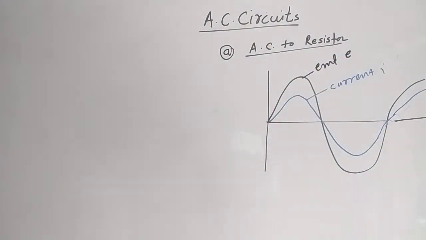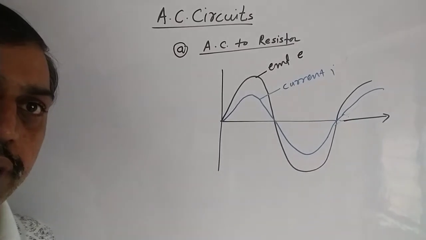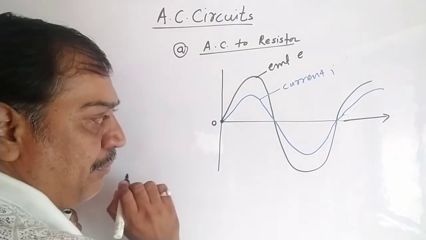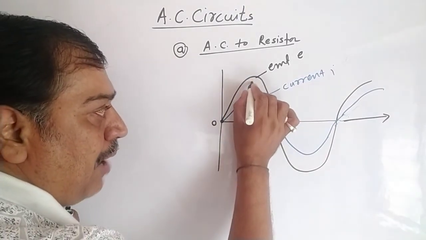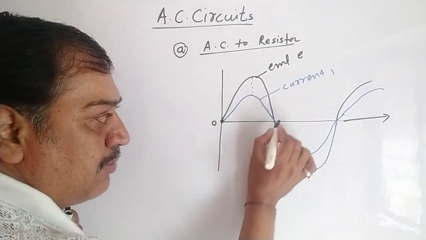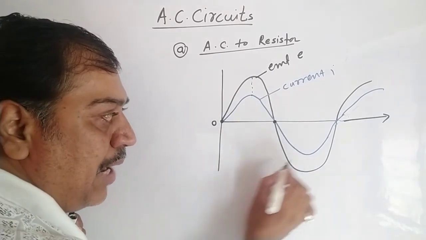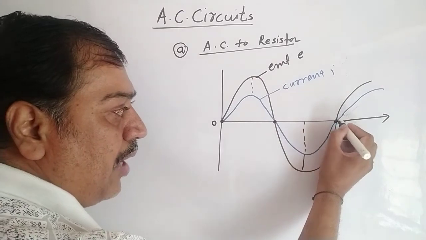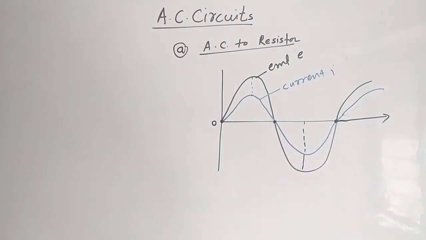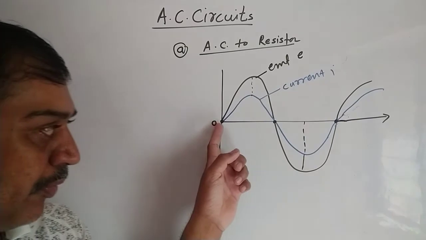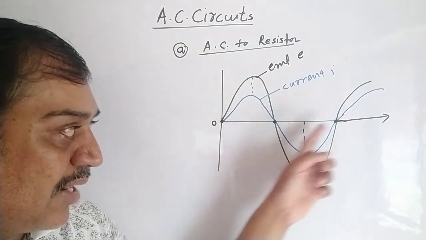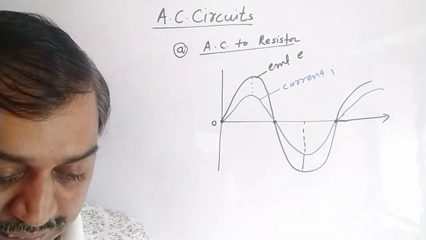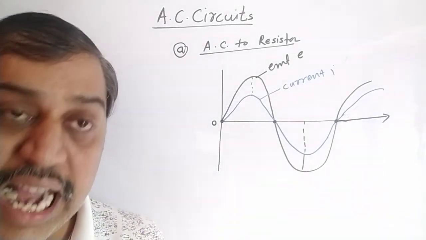The two curves we have drawn here, if we see, start at 0 at the same time. They become maximum at the same time, so at this point they are both maximum. They become 0 at the same time, again maximum in the negative direction at the same time, and again 0 at the same time. Their starting point is the same, their intersections are at the same points. It means the EMF and current are exactly in phase.